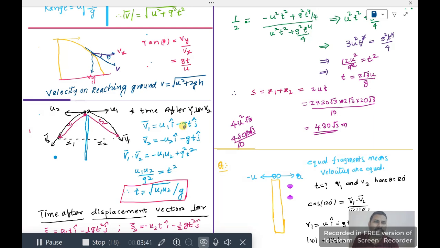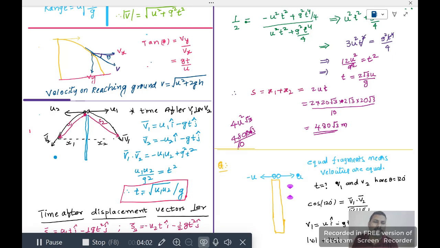Now the velocity on reaching the ground can be calculated using the formula V square is equal to U square plus 2as. According to that we get V square equal to U square plus 2gh, where h is the height of the tower. So this is about horizontal projection. Only these points are there.